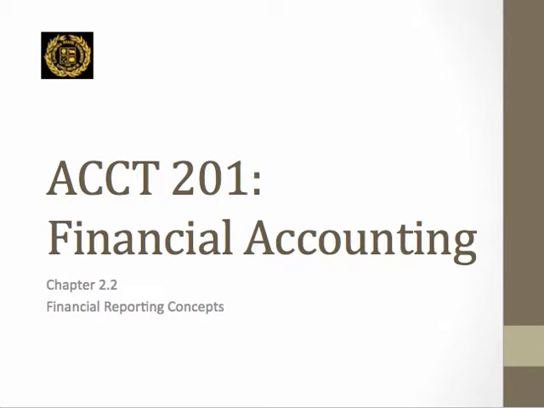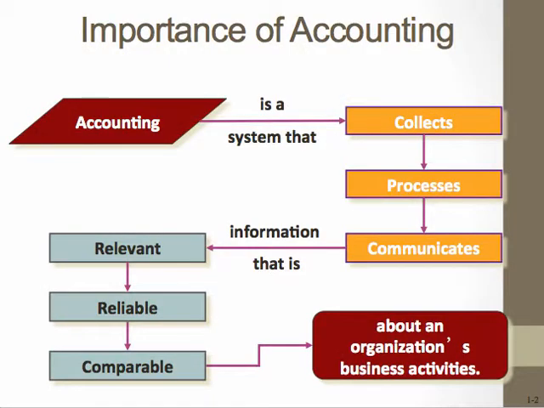Now that we've taken a look at financial statements and how they're related with each other, let's take a look at some of the underlying concepts of how accounting information is developed. First of all, we have to remember that accounting is a system. And what we mean by a system is a series of policies and procedures and other subsystems that are all brought together so that it can collect, process, and communicate information. We want to do that so that users can take that information to make good decisions.